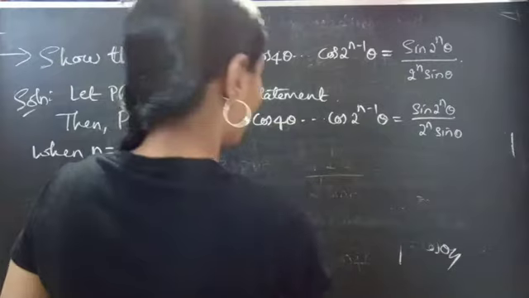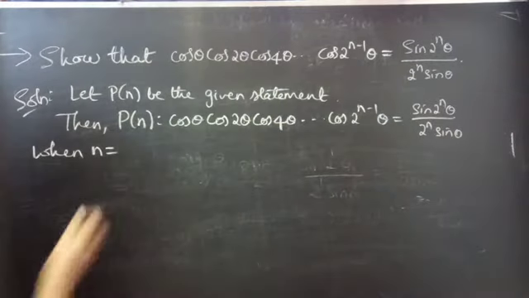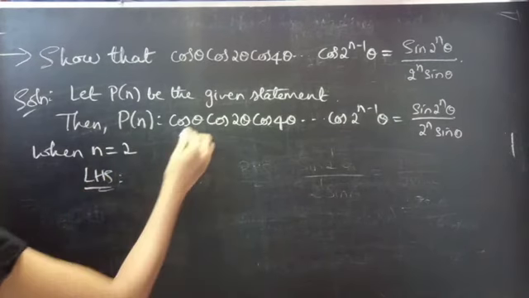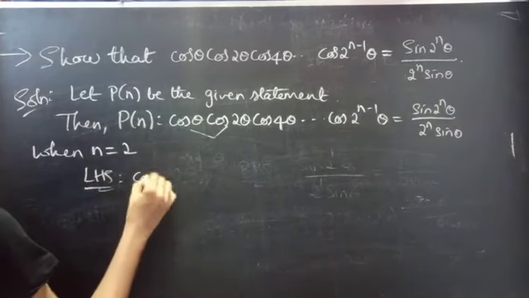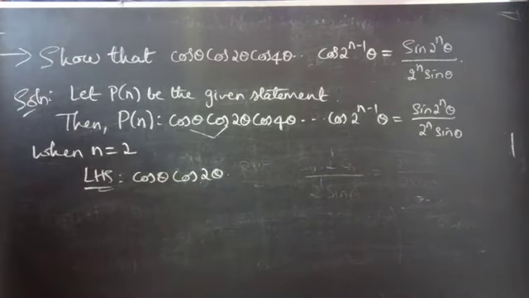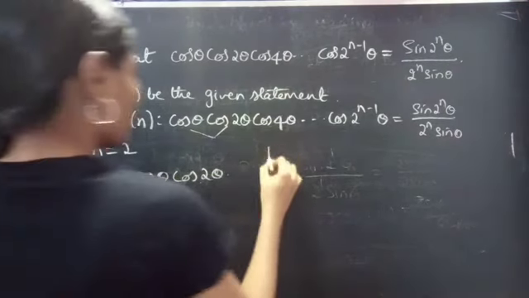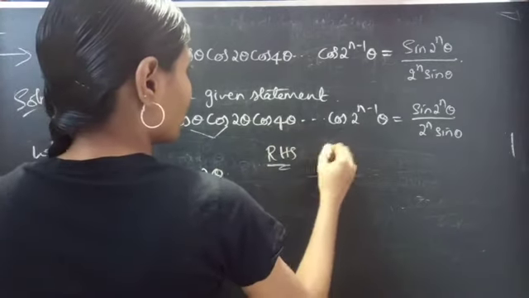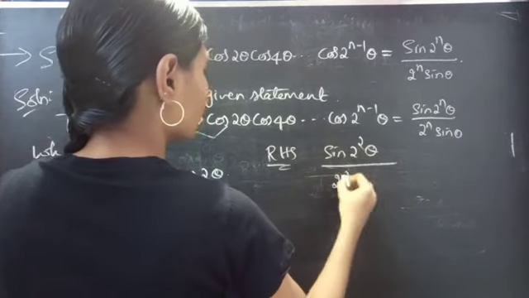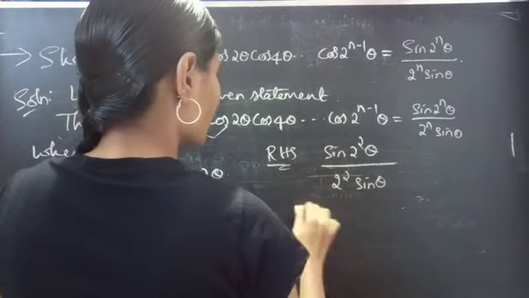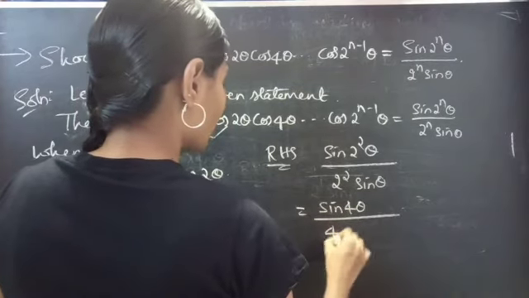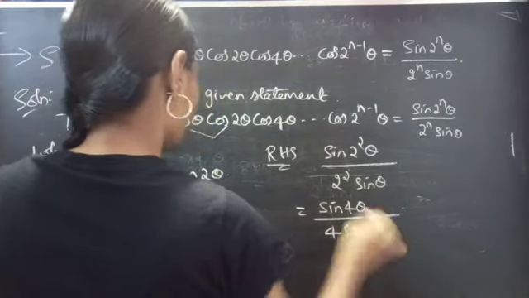So let's check for n equals 2. When n equals 2, we'll take the product of the first two terms from LHS, cos theta into cos 2 theta. Now coming to RHS, put n equals 2, which equals sin 4 theta by 4 sin theta.